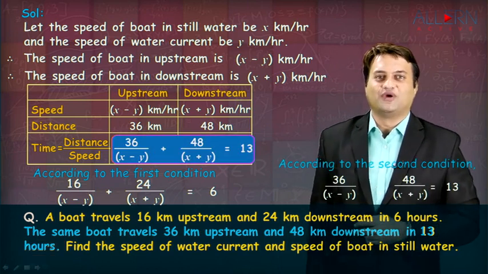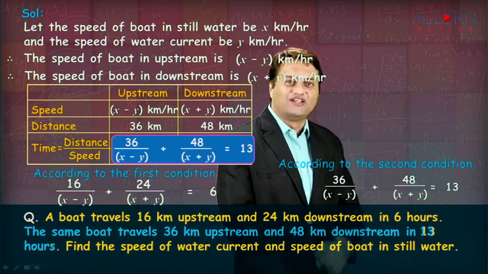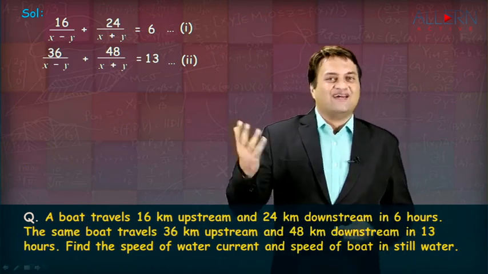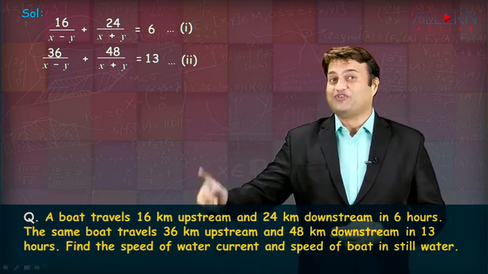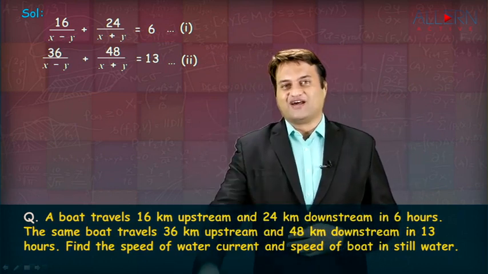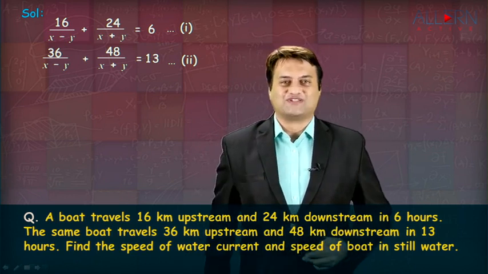So your second equation will be 36 upon x minus y plus 48 upon x plus y is equal to 13. Very, very easy, right? Now let's solve the two equations, the first equation and the second equation. What type of equations are these? Variables in the denominator, right? And whenever there are variables in the denominator, we need to go for substitution.